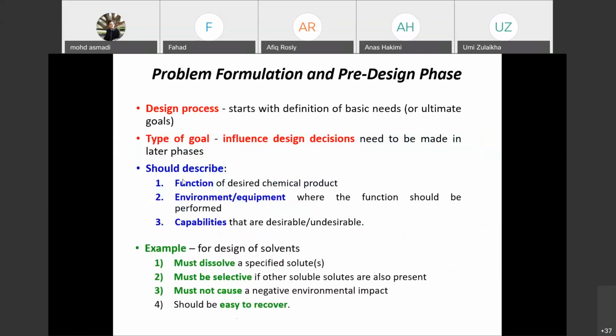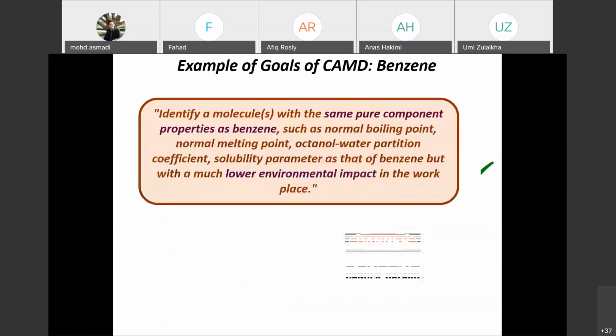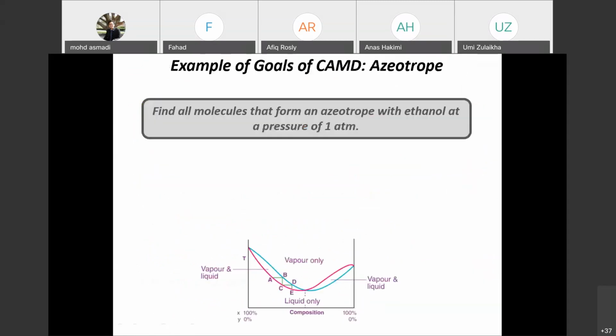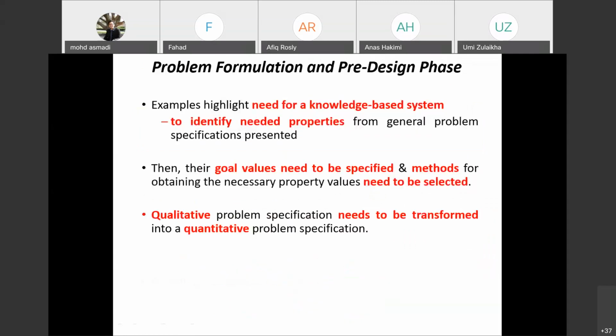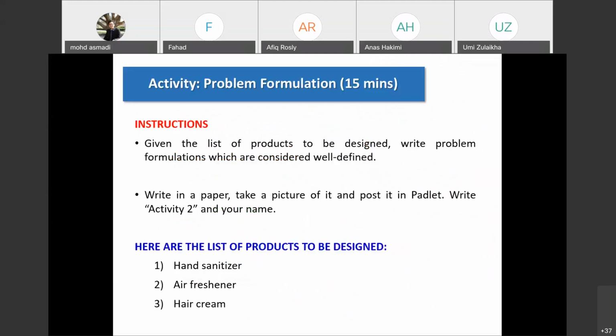It should describe the function of the hand sanitizer, environmental equipment, capabilities. Okay, the problem formulation and pre-design phase. This one is the example. Can you write down based on these three examples given and post in the Padlet? I give you about 10 minutes before we stop. Using the same Padlet. And you have to write Activity 2 and your group name.